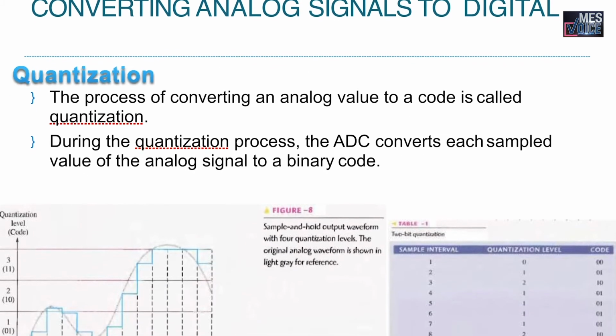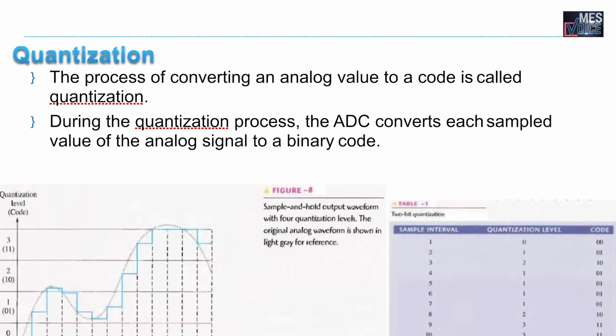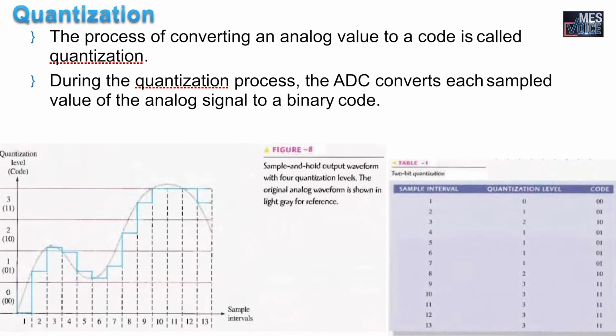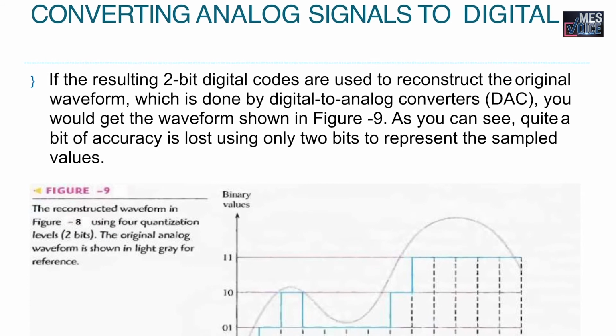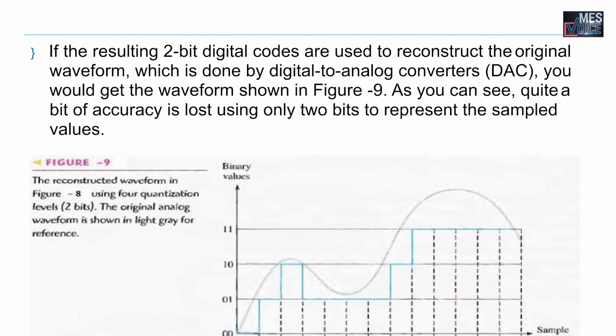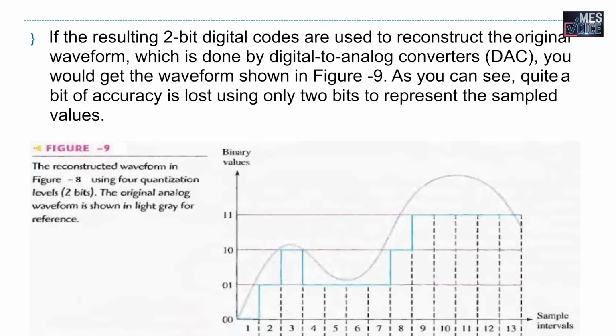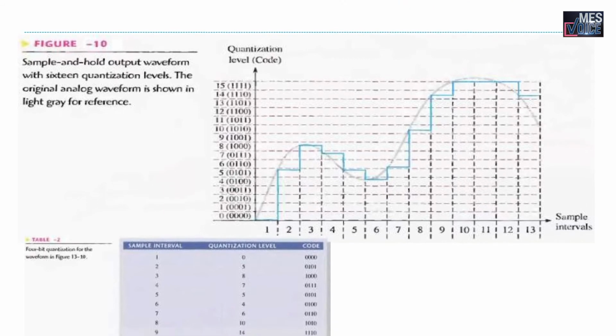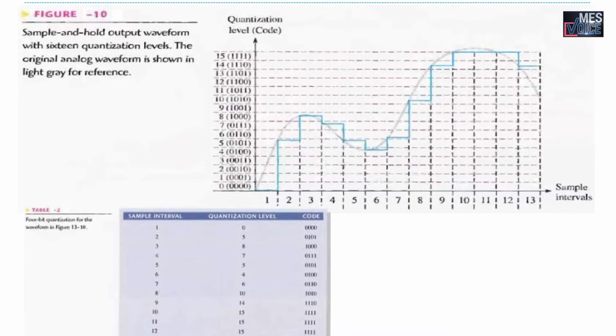The process of converting an analog value to a code is called quantization. The figure shows 4-level quantization. From the figure, we can see that quite a bit of accuracy is lost because only 2 bits are used to represent the sampled values. In the next figure, 16 quantization levels are selected, so the accuracy is seen to increase.